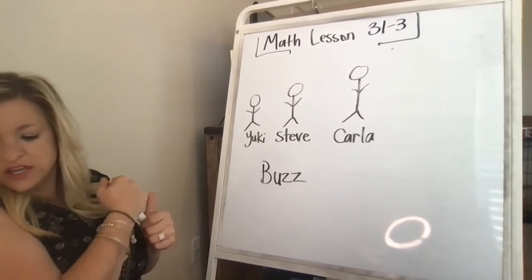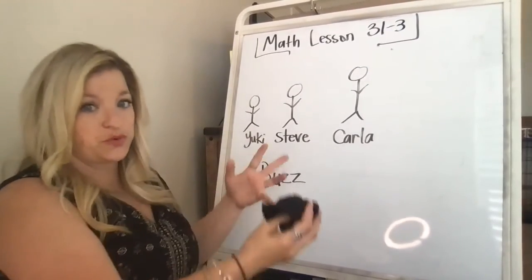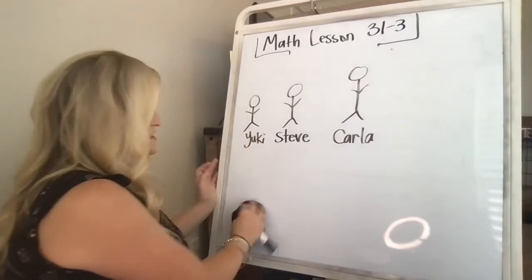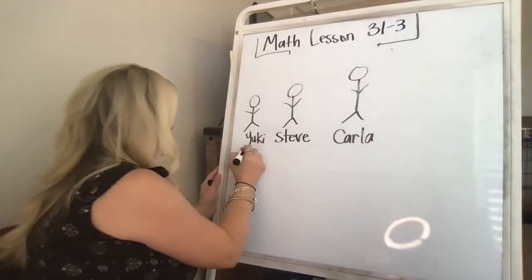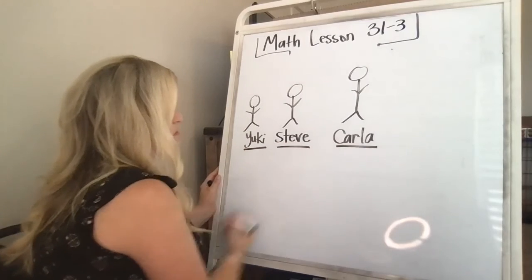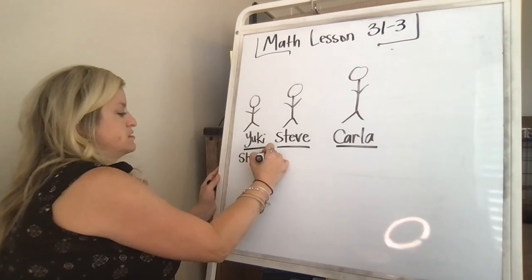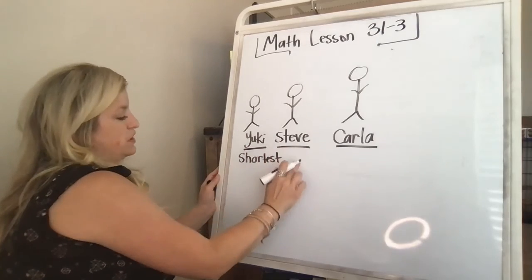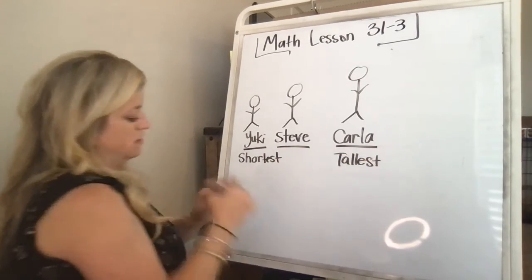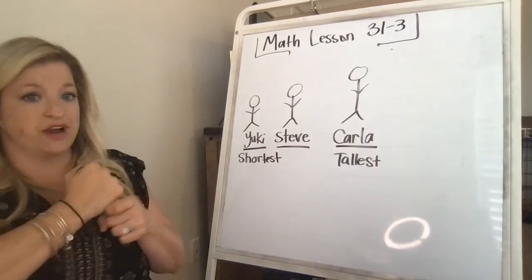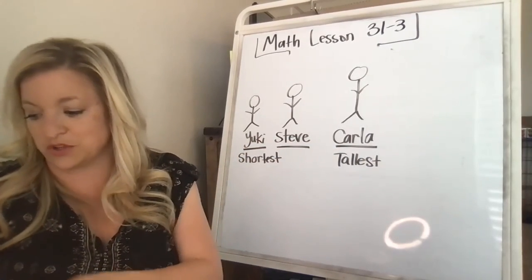Look at problem 3. Write the names in order from shortest to tallest. So that's where drawing these pictures really comes in handy, because look at what I have. I've already written them shortest to tallest. This person's the shortest. Steve is the middle, and Carla is the tallest. Okay, so you would write their names, Yuki, Steve, and Carla.